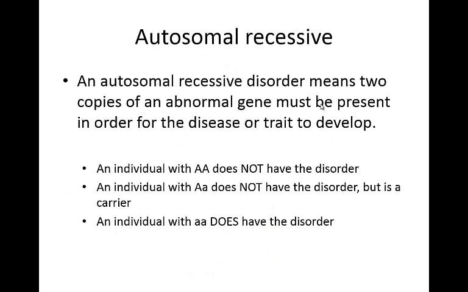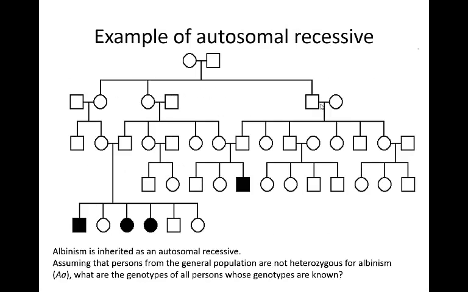If something is autosomal recessive, it means the person who has 2 lowercase a traits or 2 recessive copies, you need 2 copies of this abnormal gene to be present in order for this disease or trait to develop. So in this case, an individual with the capital A does not have the disorder. An individual with capital A lowercase a also does not have the disorder. But in this case, they're going to be a carrier of the particular trait. And an individual with lowercase a does indeed have the disorder.